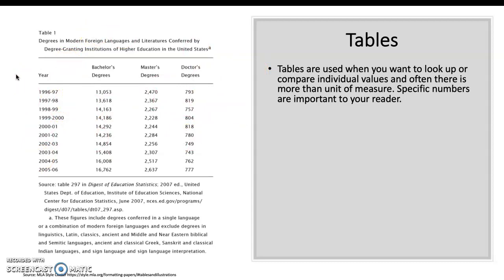By the way, I often get asked for this assignment if you should be creating the table or the visual yourself.